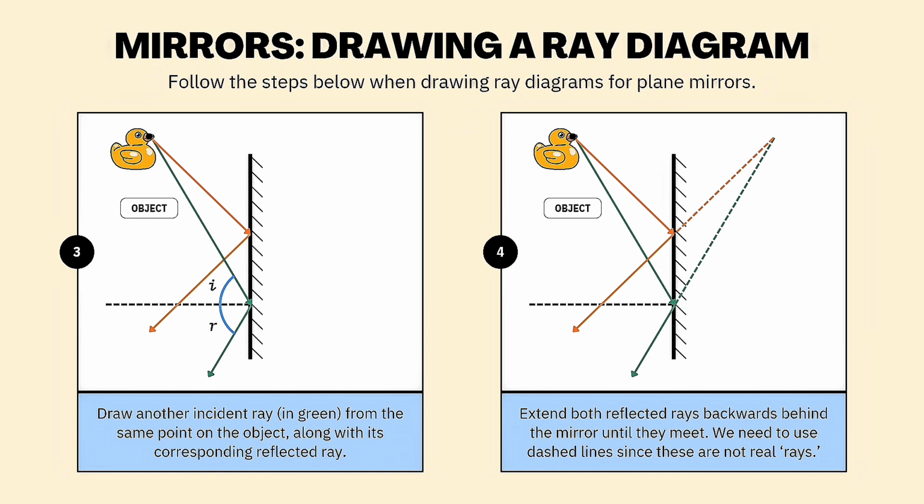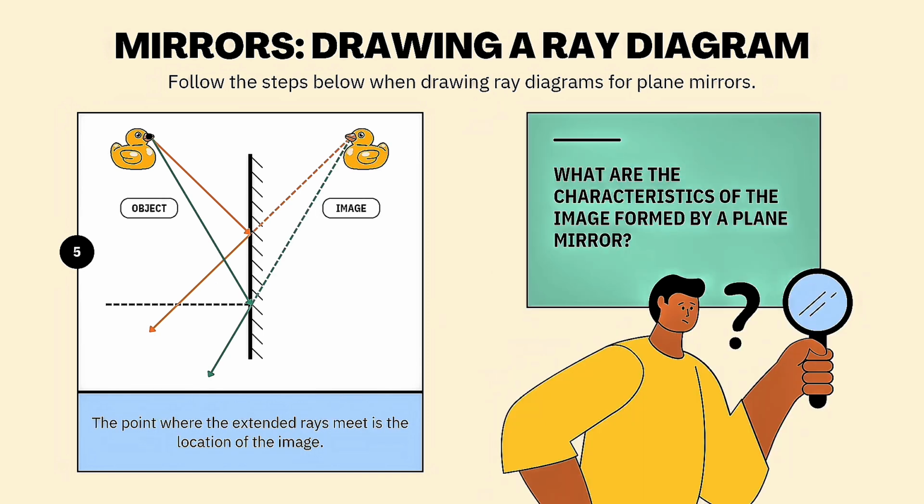Extend both reflected rays backward behind the mirror using dashed lines. These dashed lines are not real rays. They only show where the rays appear to come from. The point where the extended rays meet behind the mirror is the position of the image. Now let us understand the characteristics of the image formed by a plane mirror.